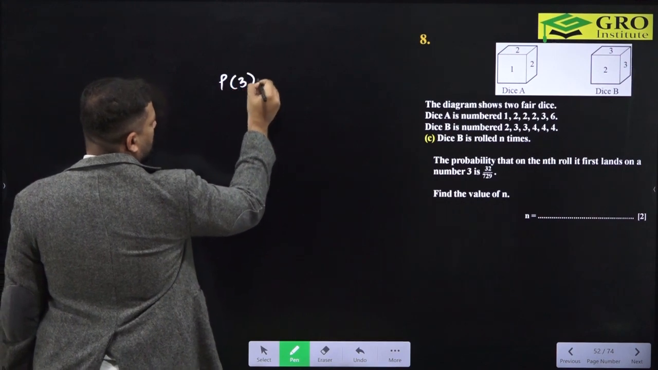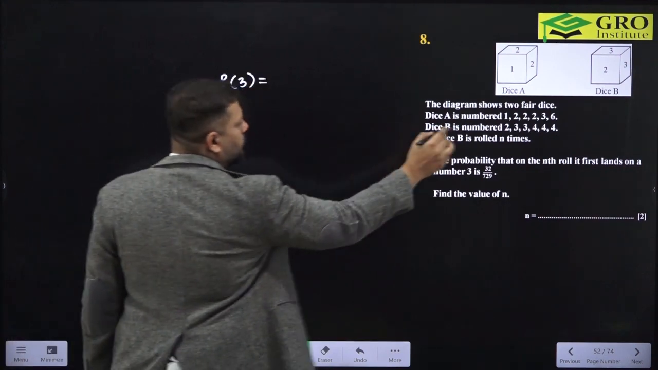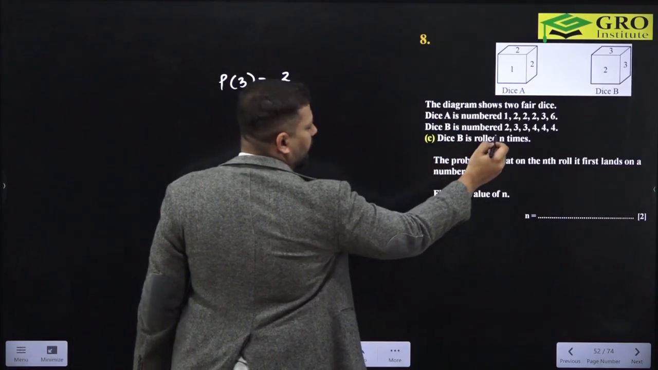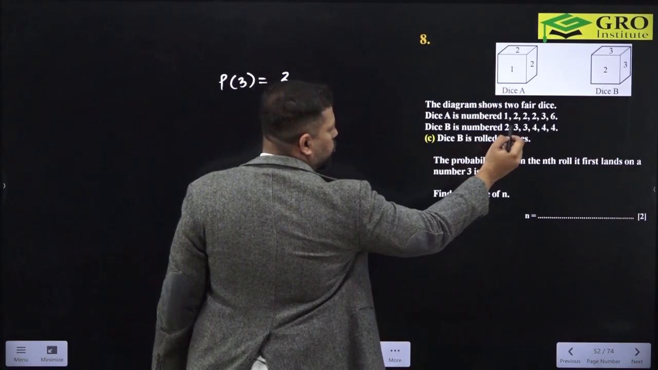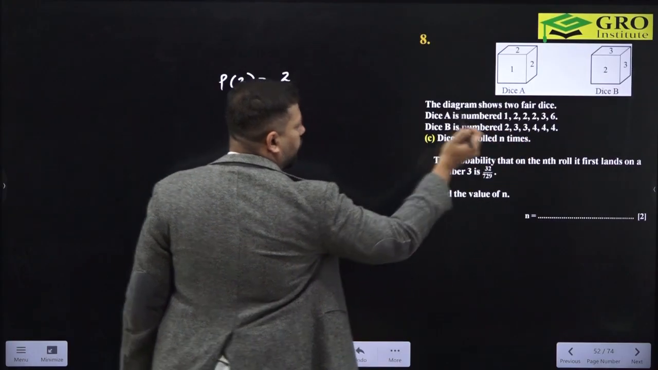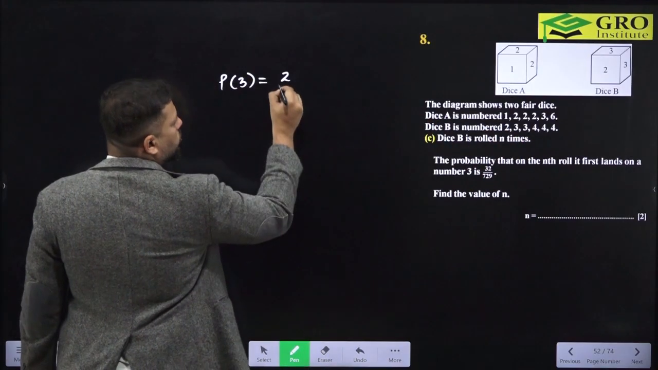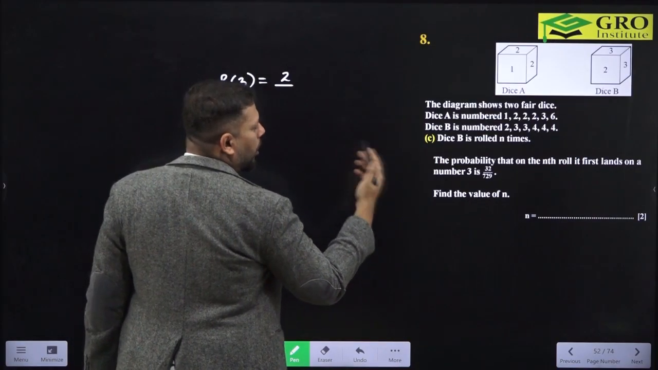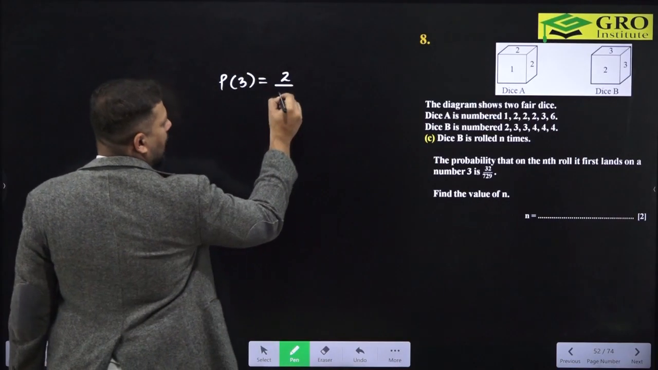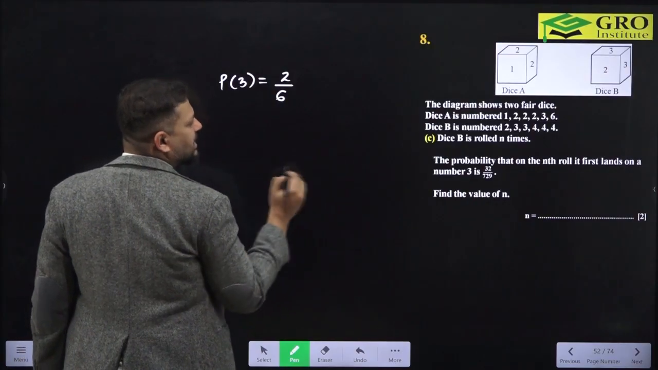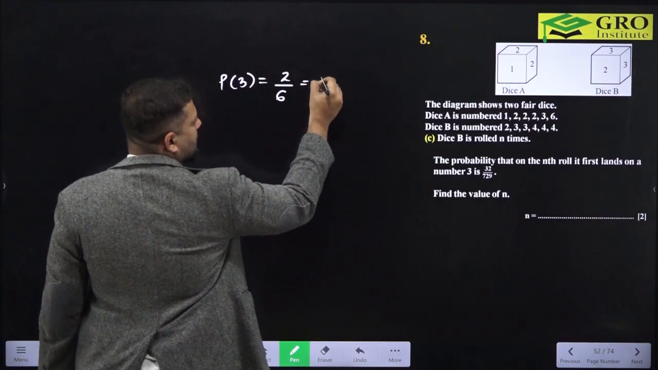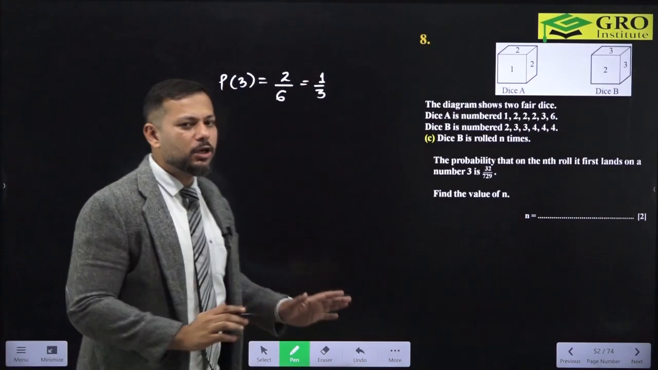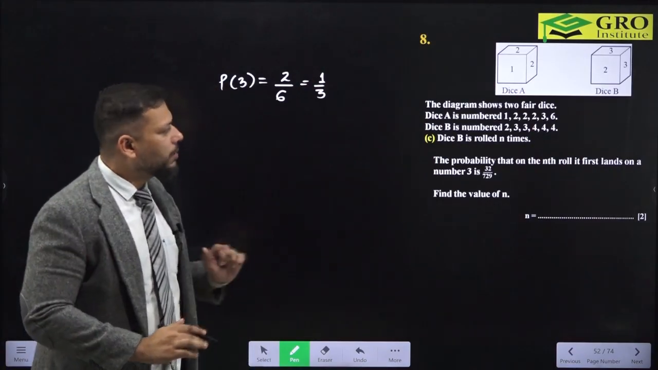Probability of getting 3 is, how many times do we see 3 over there? 2 times. Because you can see the faces have the numbers 2, 3, 3, 4, 4, 4. So we are getting 3 2 times, and the total number of possible cases here is 6, because the total number of faces is 6. So 2 by 6 is actually 1 by 3. So probability of getting a 3 is 1 by 3.